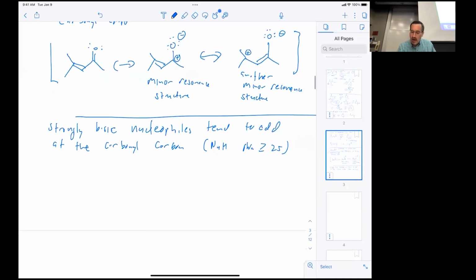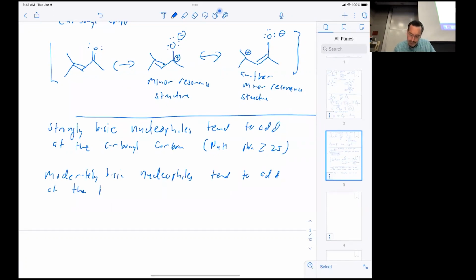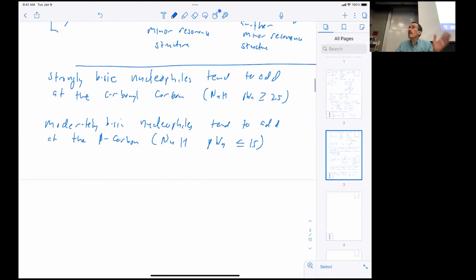Now, at the other end of my rule of thumb, I would say moderately basic nucleophiles tend to add at the beta carbon. And by moderately basic nucleophiles, I mean nucleophiles where the pKa is, say, less than or equal to 15. So the 1,3-dicarbonyl compounds we've been talking about are great examples of this. If I take ethyl acetoacetate, the pKa of the ethyl acetoacetate is about 11.